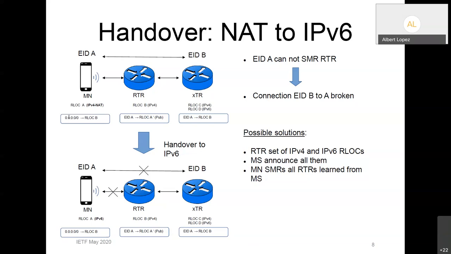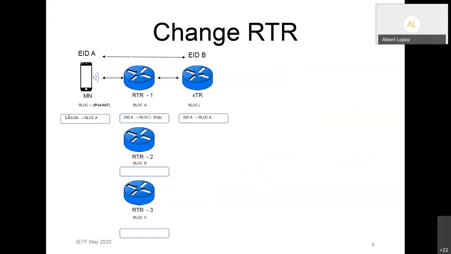A possible solution to fix this scenario would be that the announced RTR by the info reply also contain IPv6 addresses of the RTR. As the info reply can contain information for several RTRs, and we don't know which IPv6 is associated with the RTR we are using, then the solution will be to notify the complete list of RTRs learned with the info reply.